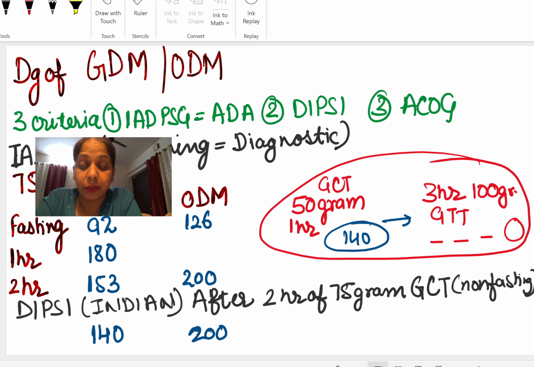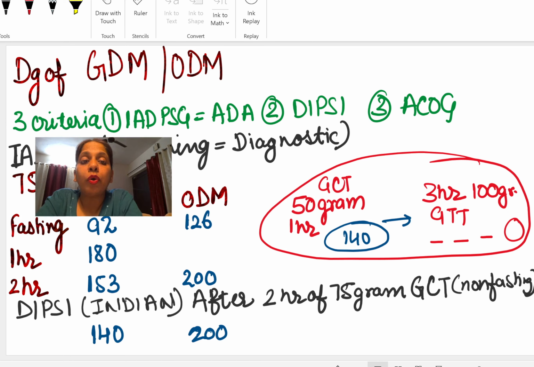50 gram sugar the patient has to take, and that is also in the non-fasting state, and then we will see what the blood sugar level is after 1 hour. If it is more than 140, then the patient will go for the diagnostic test, which is the 3-hour 100 gram glucose tolerance test.